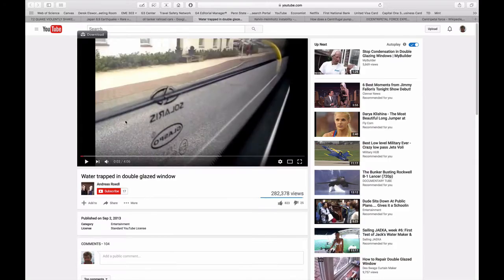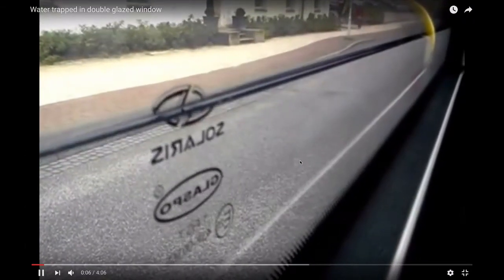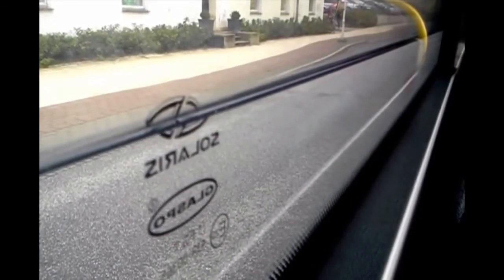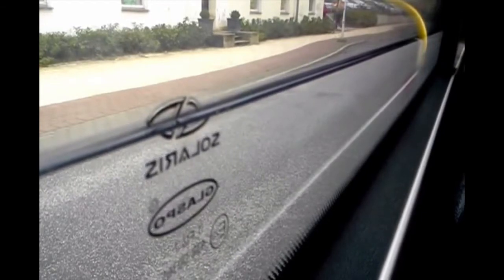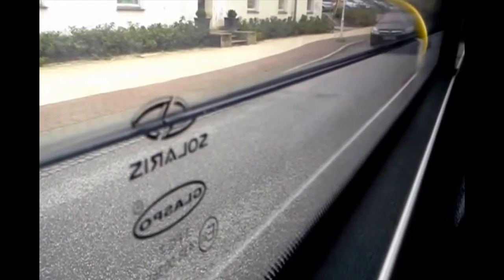Cool. This is one of your forerunners who brought this to my attention. Kind of a cool video. Watch this. So, sitting in a bus. The bus has been sitting out in the rain. It's got a double pane window. Some water's gone between the two panes. And you see that line there, which is the horizontal line.